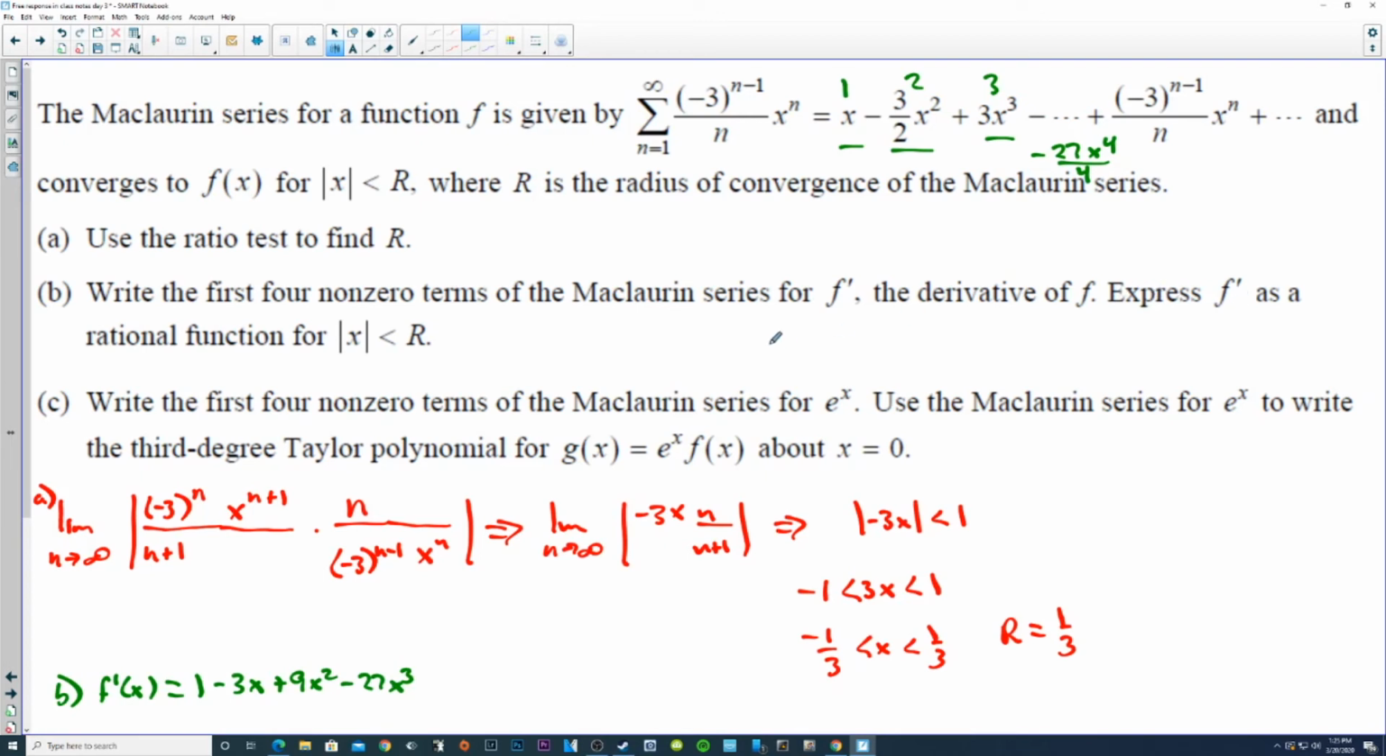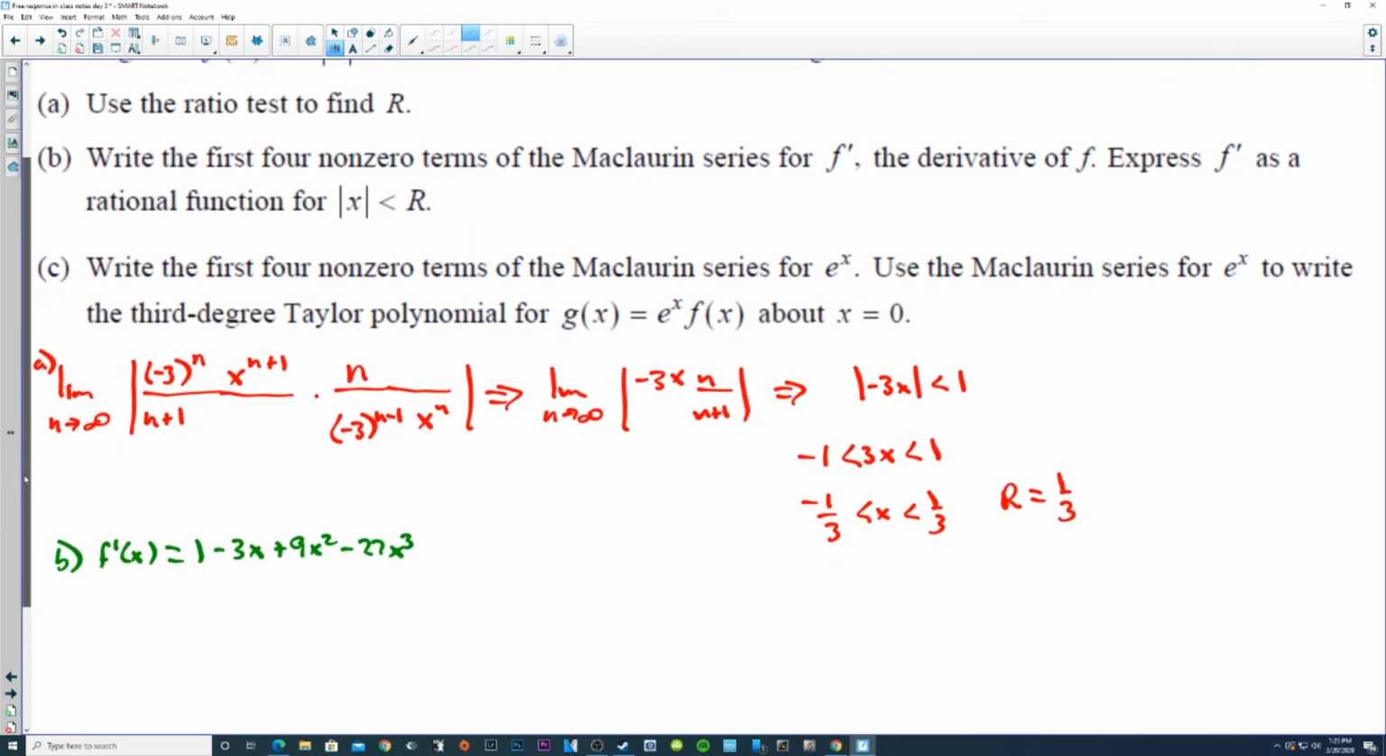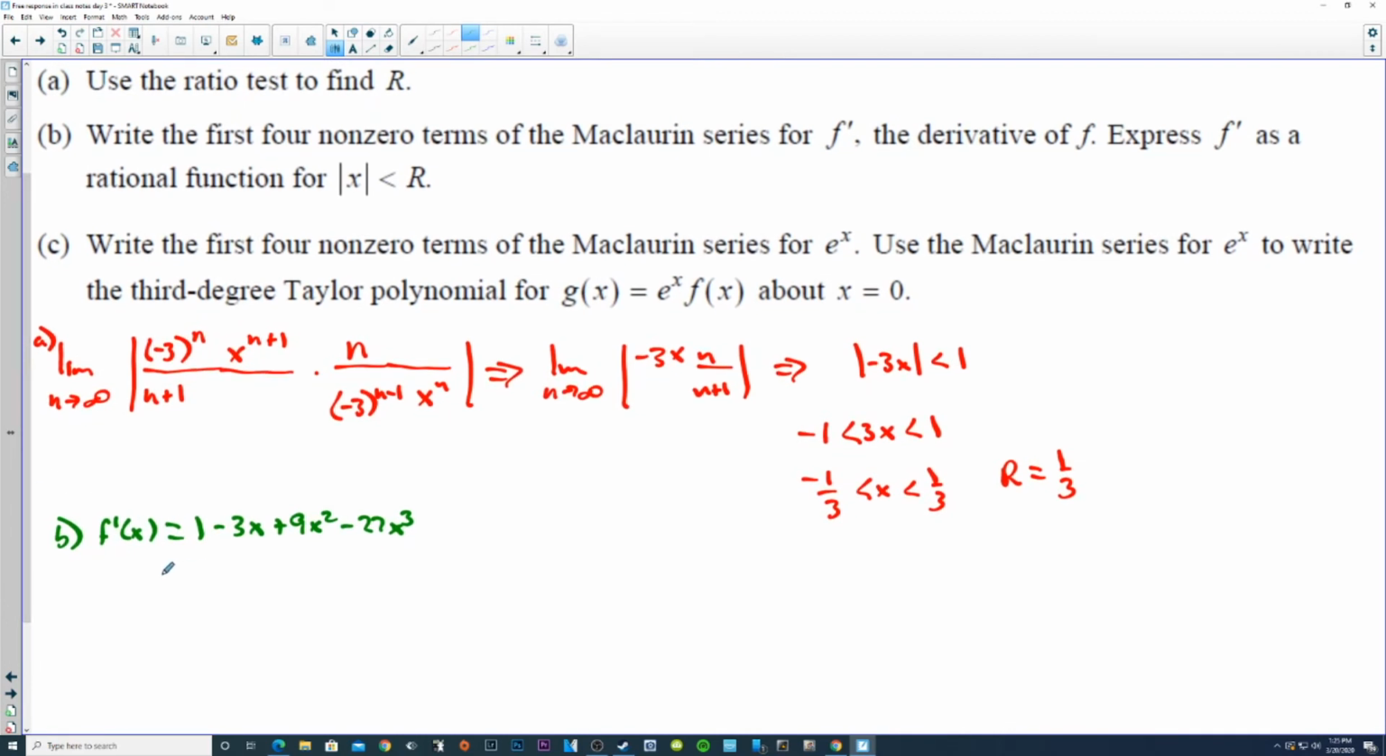The derivative of f, express f prime as a rational function. Well, if they're looking for a rational function, that means this is a geometric series, where a sub 1 in this case is 1, and r is negative 3x. So the rational function, f prime of x, is going to be 1 over 1 plus 3x.